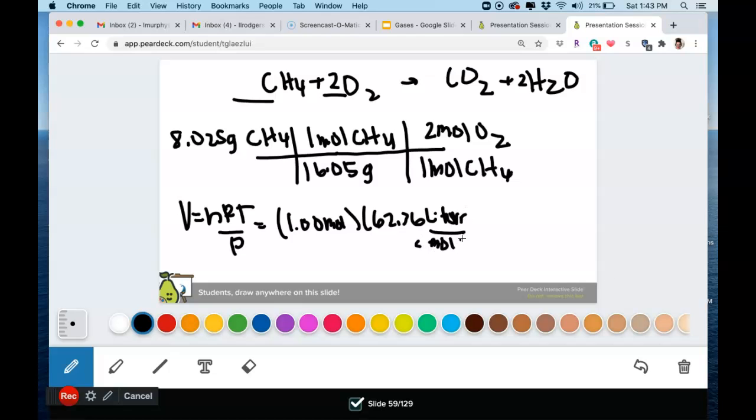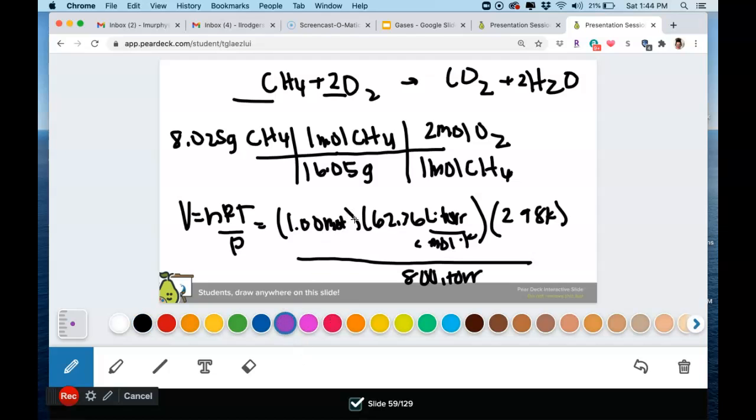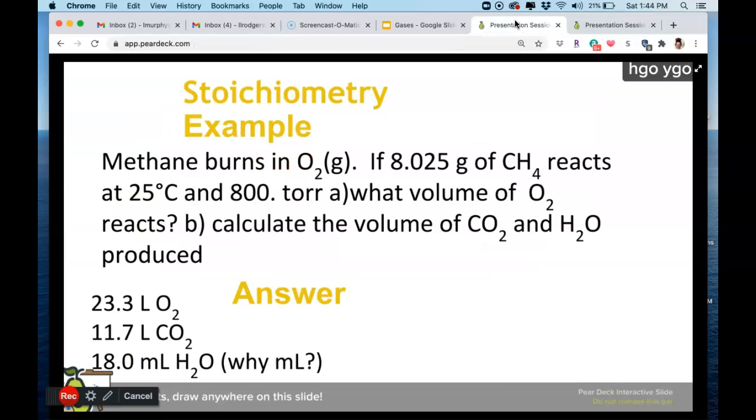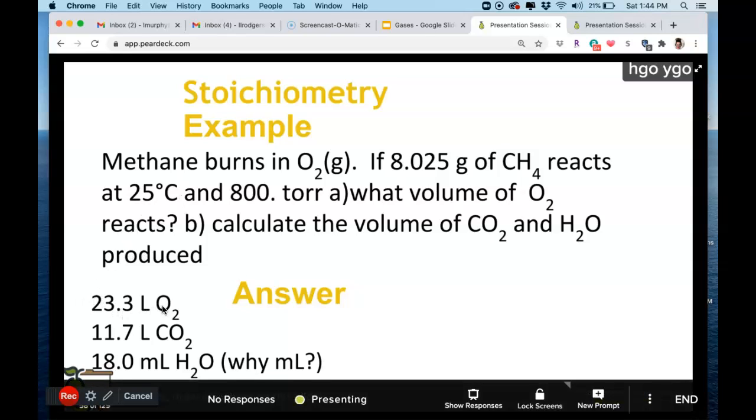Okay, over mole Kelvin. That's the R that goes with torr. The temperature was 25 Celsius, which is 298 Kelvin, all divided by the pressure, which was 800 torr. So let's look. Moles cancel, Kelvin cancel, torr cancel. You're left with liters. So if you calculate all of that out, you get 23.3 liters of O2.